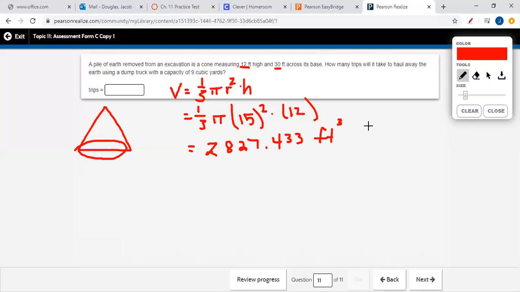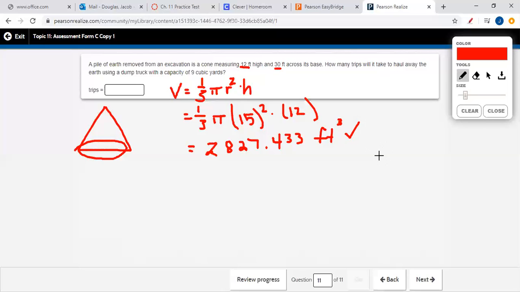The second part says, how many trips will it take to haul away the earth using a dump truck with a capacity of 9 cubic yards? This is the part that makes the question tricky. We have a pile of dirt given in cubic feet, but we're going to remove it in a vehicle measured in cubic yards. So what do we need to do? We need to convert what we have into cubic yards. Remember, there are three feet to a yard. That's the conversion going back and forth.